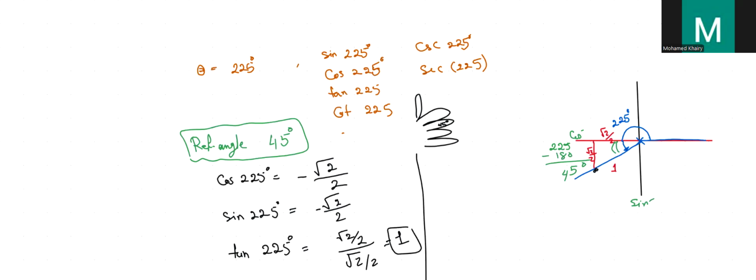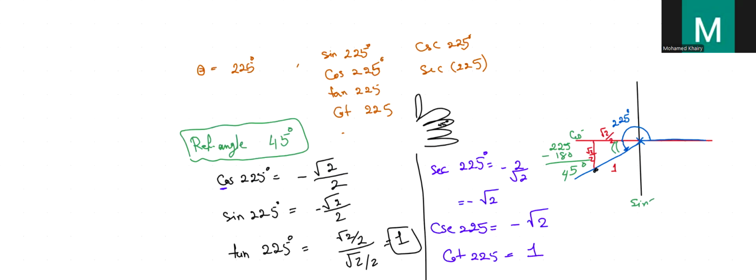If I ask you to find the reciprocal, cosine starts with C, this one starts with S. Secant 225 is going to be negative 2 over radical 2. If you rationalize, it's going to be negative radical 2. Cosecant 225 equals the same thing if you just flip it, so it's going to be negative radical 2. And cotangent 225 equals also 1. I hope it's clear till this moment.